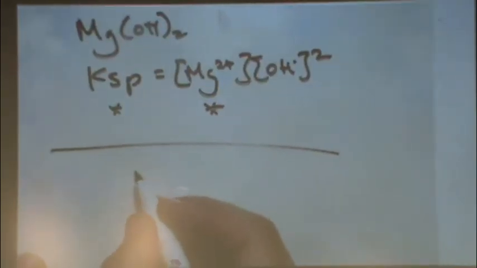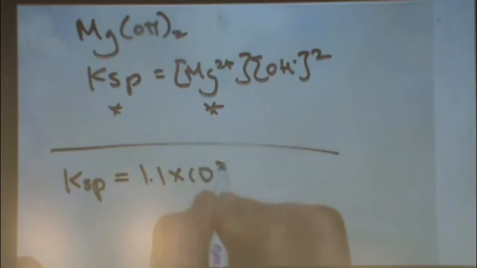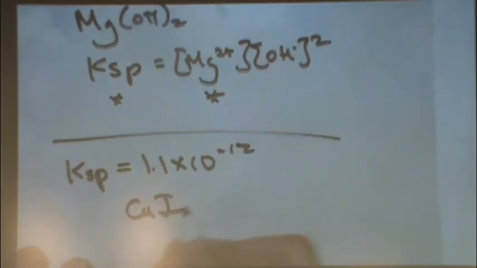This is Spring 06, number 18. Let's see. Ksp equals 1.1 times 10 to the minus 12 for this compound, CuI.